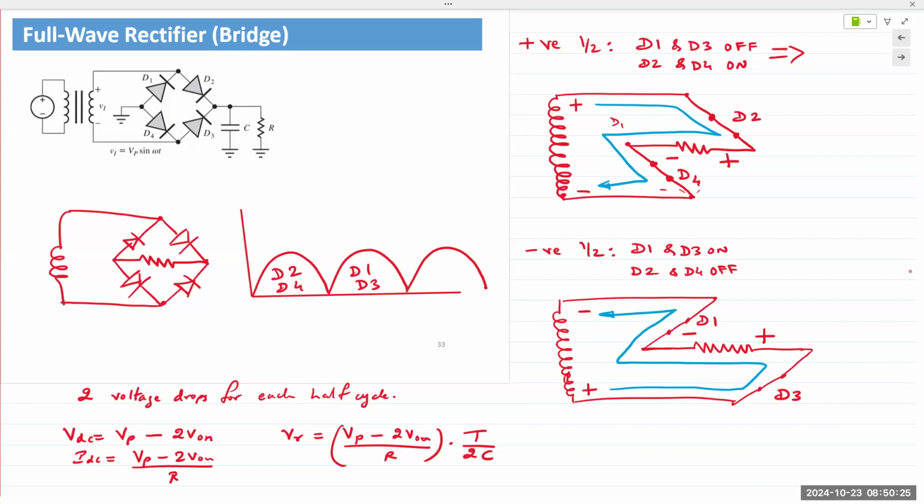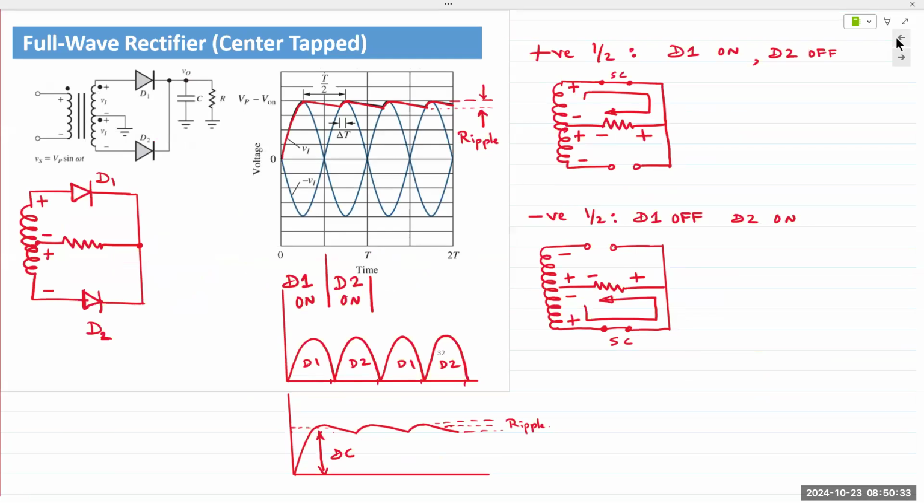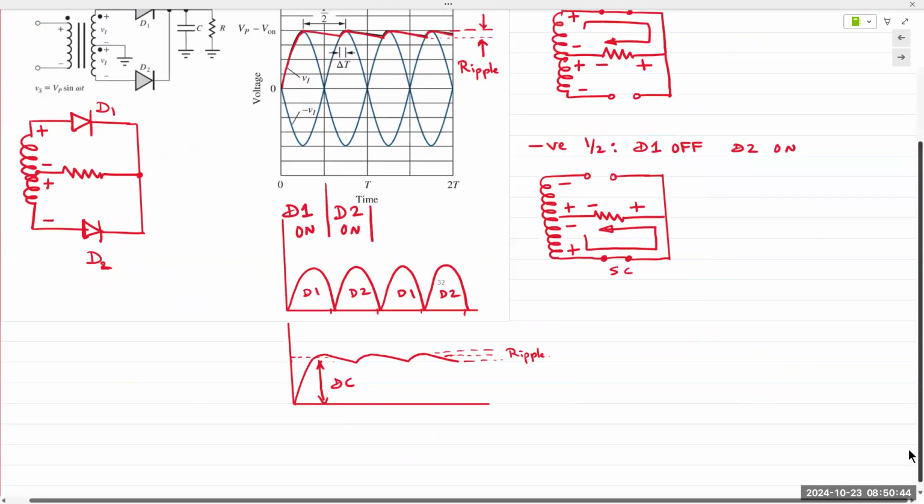So let's see. Peak inverse voltage. Center tap works the same way. You add a capacitor at the output, 2 peaks, but it requires only 2 diodes. So each half cycle, only one diode conducts, not two diodes. So the VDC or V out is still VP minus V on. Only one diode drop voltage.